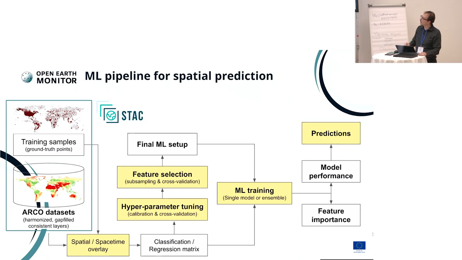So for example, the in situ data, but also the ARCO data sets. In the morning I presented, in my talk, some of these ARCO data sets that we organized for the land use and land cover products, so it will be available in STAC. But the most important is we are really relying and taking advantage 100% of these mostly cloud optimized GeoTIFFs.